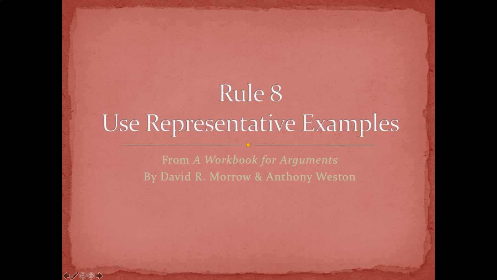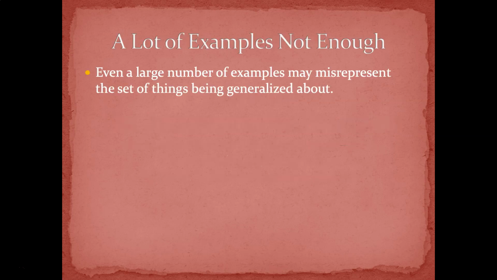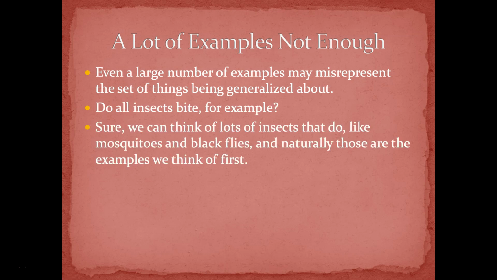Rule 8. Use representative examples. From a workbook for arguments from Morrow and Weston. Even a large number of examples may misrepresent the set of things that's being generalized about. Do all insects bite, for example?